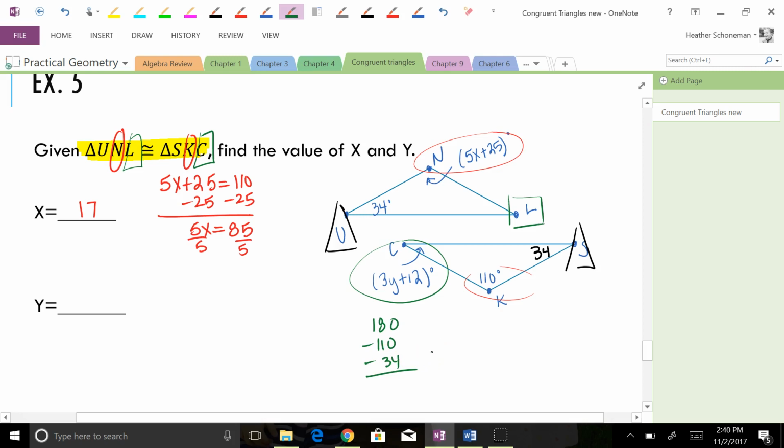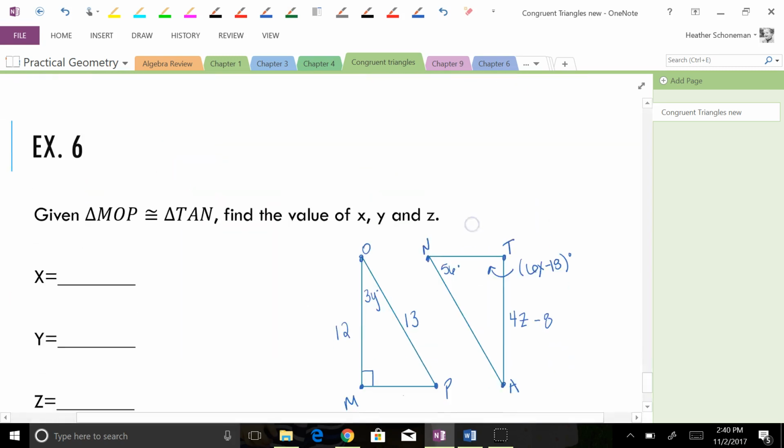Oops, I did it wrong. 180 minus 110 minus 34. Oh my gosh. I thought we had it right now. 36. So that means this angle here is 36. And now that we know that 3y plus 12 has to equal 36, we'll subtract 12 from both sides. So we get 3y equals 24. And we divide by 3. Y is 8.